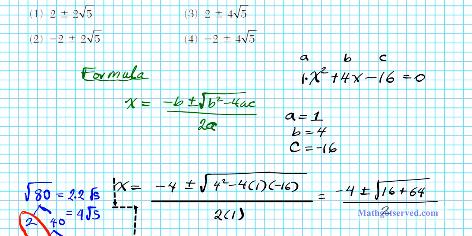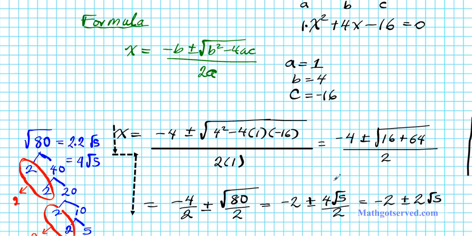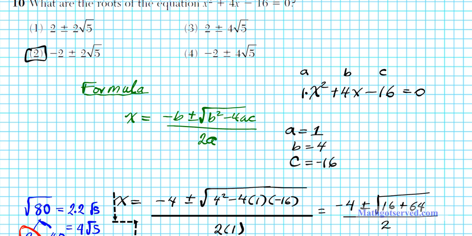And our answer is option number 2, right here. Because remember we divided this 4. You see this 4 and these 2 right here? We divided those out, so that's why we had plus or minus 2 root 5. So you have to be really careful with your reduction, okay? Alright, so our answer is option number 2.